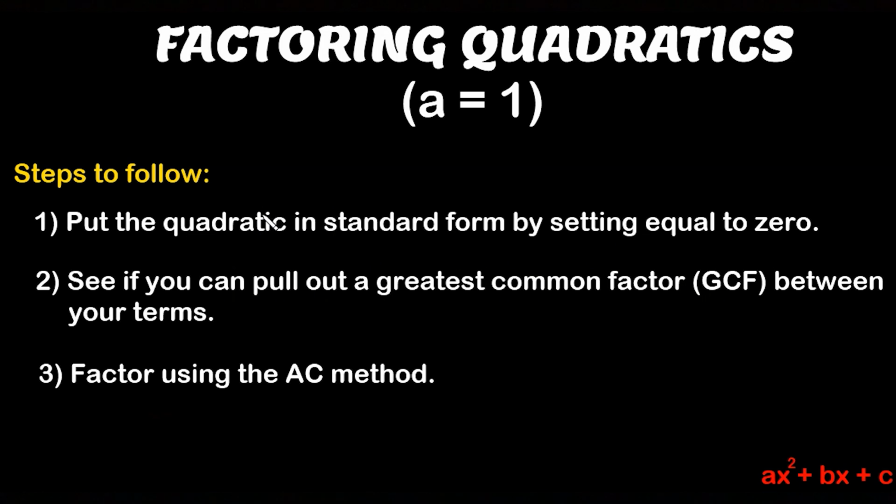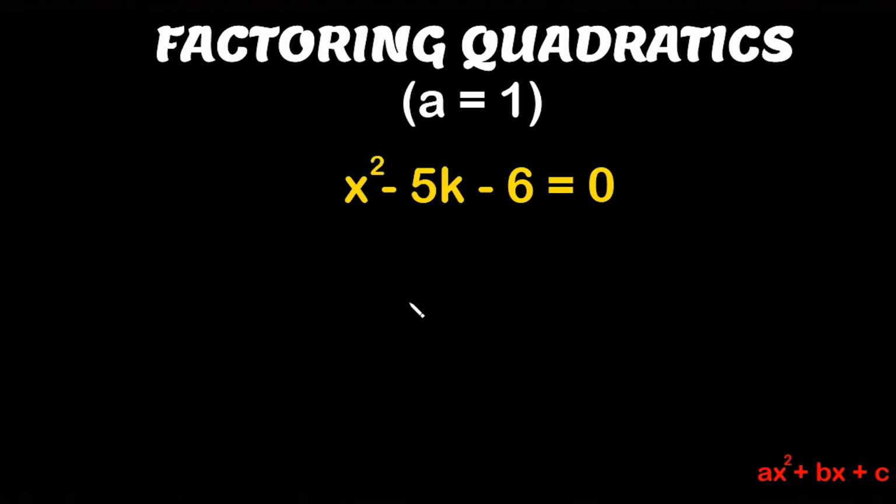All right, so let's take a look at our first example. Let's go right through our steps. Is the quadratic in standard form? It is equal to 0, so I'm good there. Step 1 is done. Now, step 2, can you pull out a greatest common factor? Look at your coefficients here. I technically have a 1 here, I have a -5 here, and a -6. Do they have anything in common that I can pull out? The answer to that question is no. Technically you could pull out a 1, but that's not going to help you any.